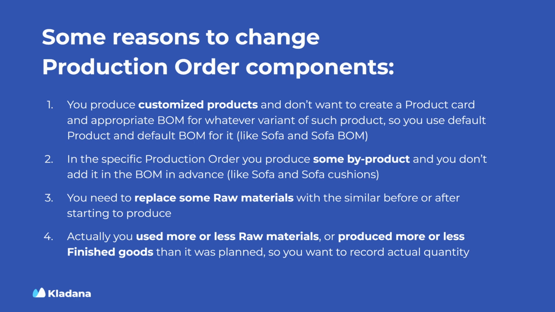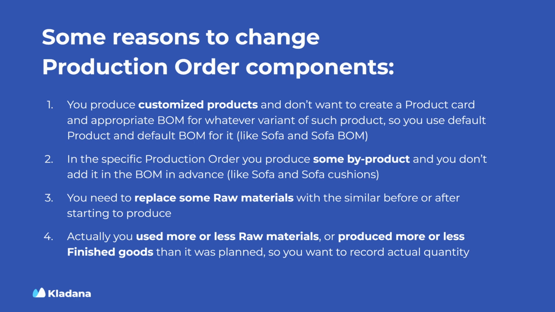You produce customized products and do not want to create a product card and appropriate bill of materials for whatever variant of such product. So, you use default product and default bill of materials for it, like sofa and sofa bill of materials. In the specific production order, you produce some byproducts and you do not add it in the bill of materials in advance, like sofa and sofa cushions.